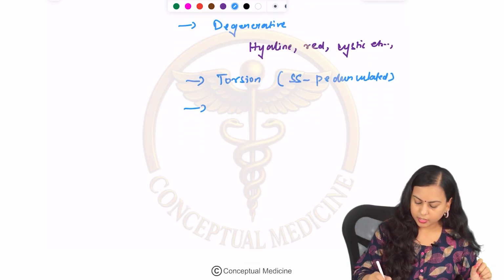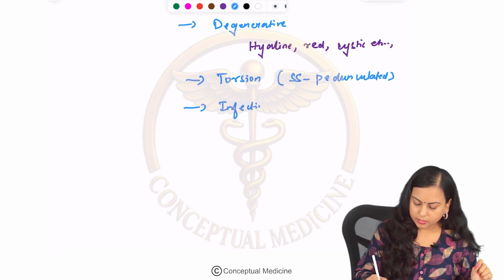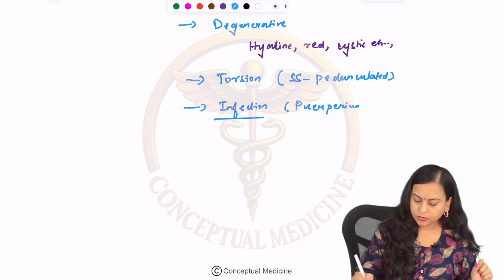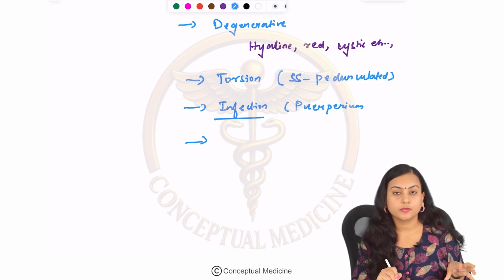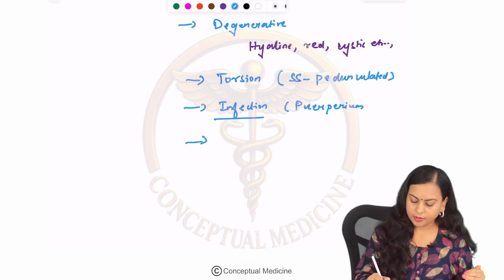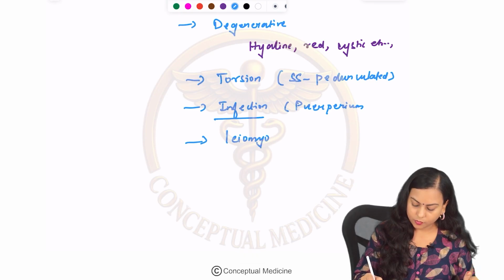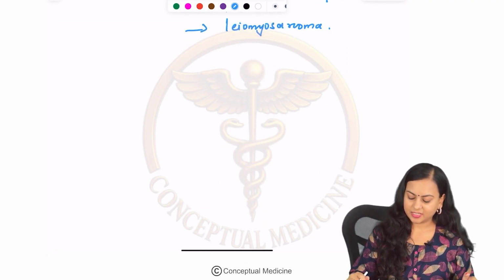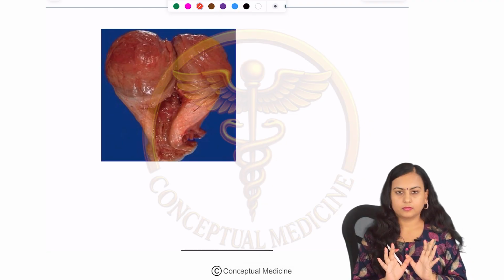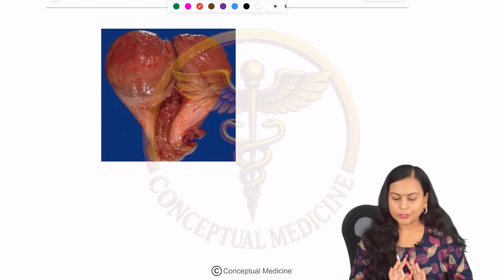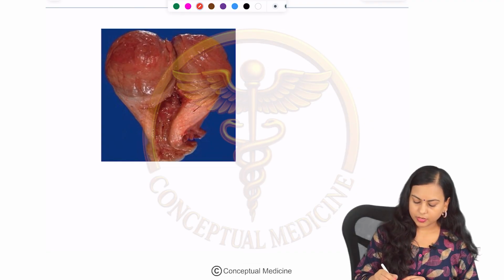Then in puerperium there is a chance of infection also. Okay, and mostly leiomyomas are benign tumors, but they can also become malignant, where they will be known as leiomyosarcoma. Clear? Right. Now, this picture, what do you think this is? Definitely this is going to be a leiomyoma, right? Okay, but you see something very furious here.